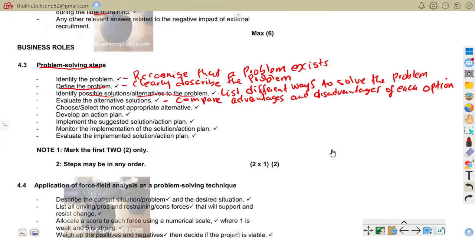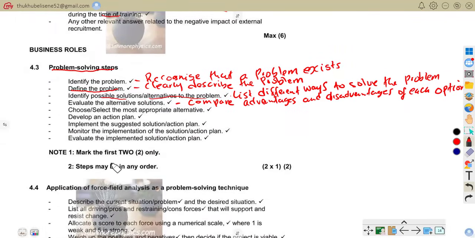Now choose or select the most appropriate alternative. Meaning select the best option.